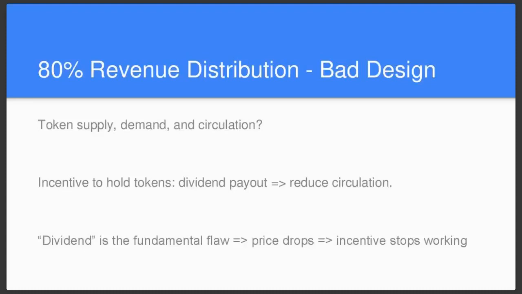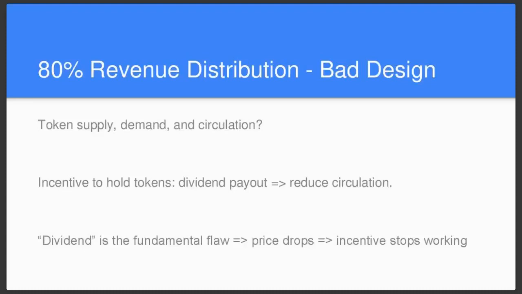So the way they thought about reducing circulation is to incentivize people to hold tokens. The idea is that if you hold tokens, you're going to get a dividend payout. And the dividend is actually quite significant: 80% of all the revenues the platform generated. The idea is that because you hold tokens, you're not going to sell on the market. The circulation of the token in the market is small, the price will be stabilized, and hopefully the incentive program continues to work.